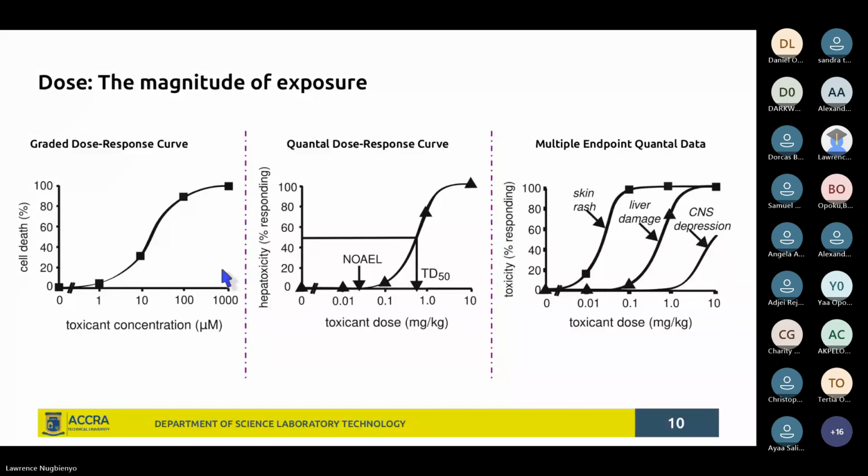Now, we take different hypothetical situations. So the first one that I labeled graded dose response curve. That is a hypothetical exposure of, say, a victim. So that's an individual that is getting exposed to a toxic substance, and that toxic substance has the toxic effect of causing cell death.